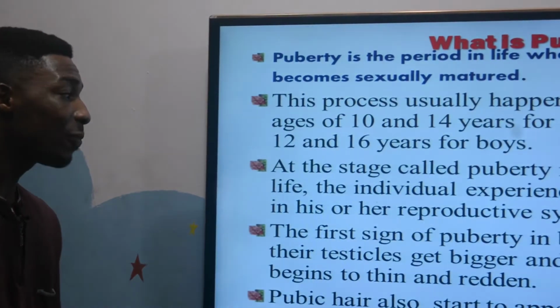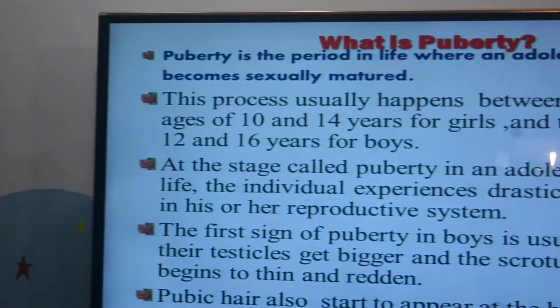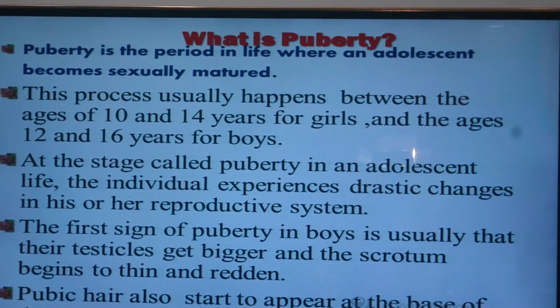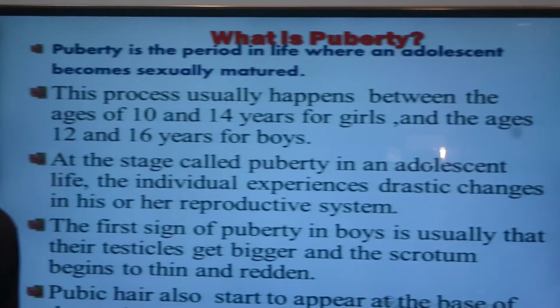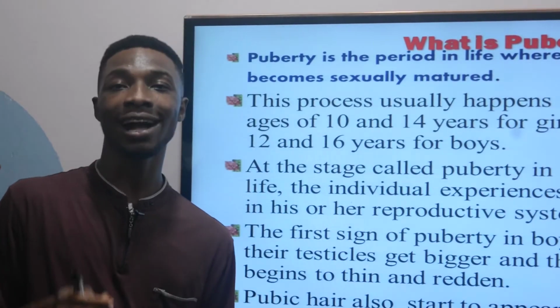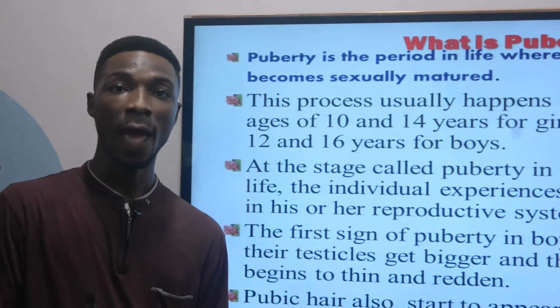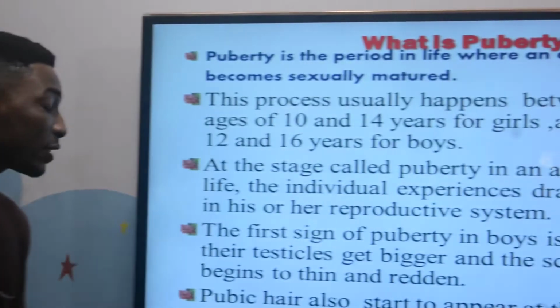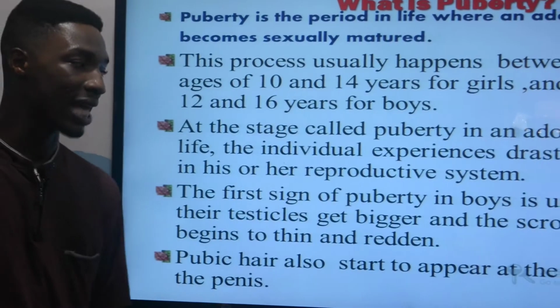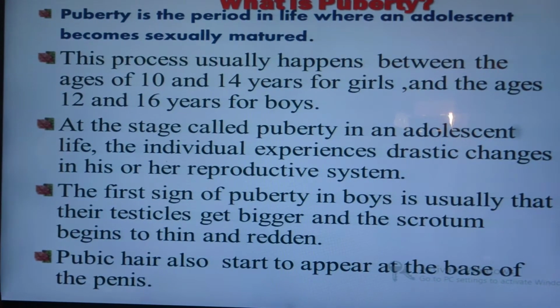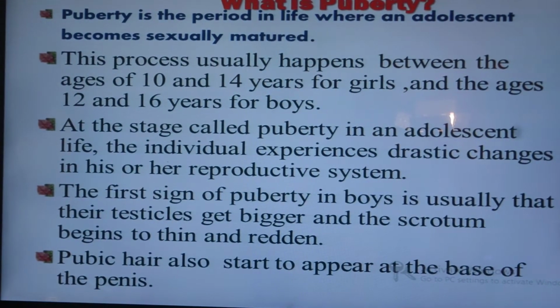The first sign of puberty in boys is usually that their testicles get bigger and the scrotum begins to thin and redden. The testicles enlarge in size, and the scrotal sac, which contains the testicles, becomes reddened and soft. There is also a growth of pubic hairs at the private parts. There is growth of hairs at the armpits and at the private parts.